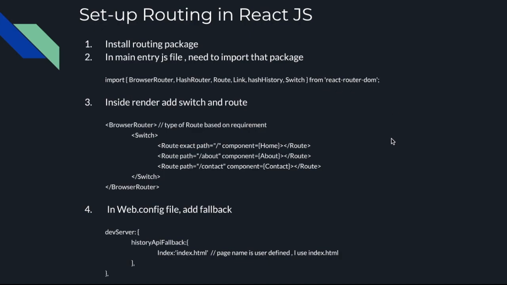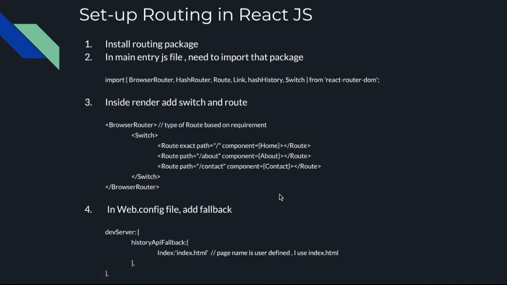The third step, in the same entry.js file, inside the render we need to use BrowserRouter. Inside the BrowserRouter we have Switch. Inside the Switch we define the routes, like route 1, route 2, route 3. Because I'm using BrowserRouter here, I just define BrowserRouter. But if you want to use HashRouter or some other router, you can use it. It depends on the requirement.